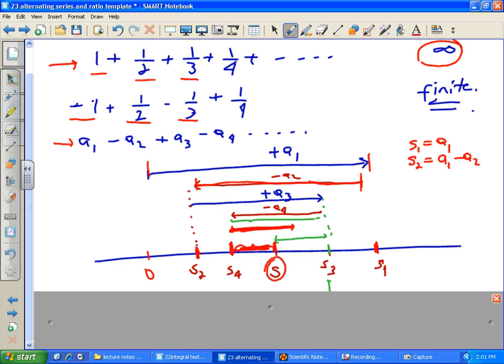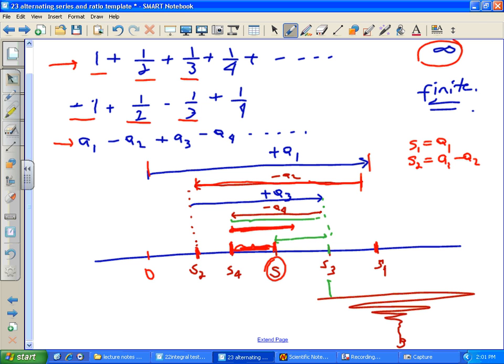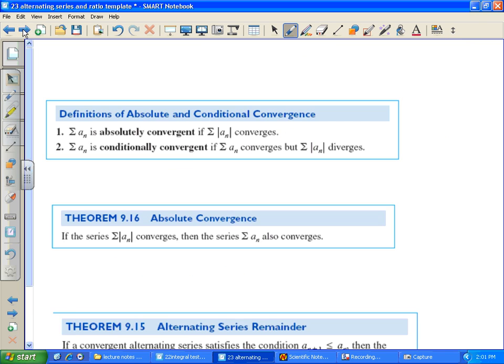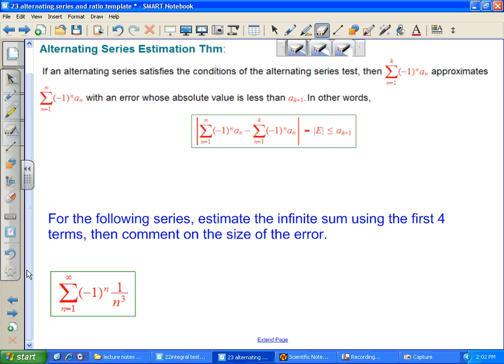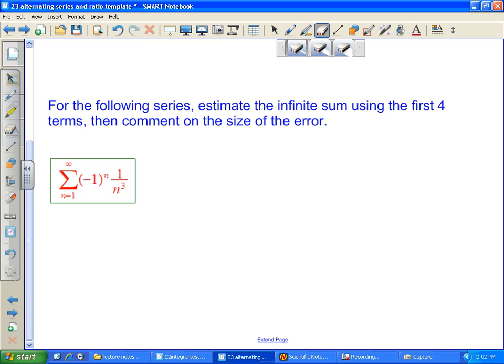Because every time you go, because the limit is going to 0, you're going a smaller distance. You go this way, that much. On the way back, you're going to come a little bit less, a little bit less. So this is your infinite sum S. And this graph hopefully gives you some understanding about why the alternating estimation theorem actually works. Okay, let's do an example with it. Here's an alternating series. It says sum the first 4 terms and comment on the size of the error.